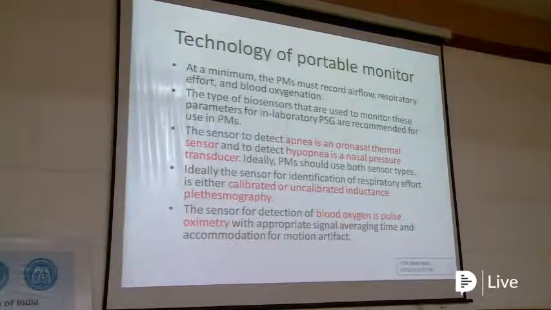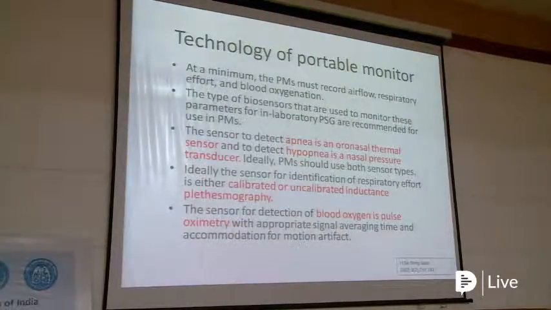The types of biosensors that are used to monitor these parameters for in-lab PSG are recommended to be used in portable monitoring. The sensor to detect apnea is the oronasal thermal sensor, and to detect hypopnea it has to be a nasal pressure transducer, and portable monitoring should use both types of sensor. Ideally, the sensors for identification of respiratory efforts are either calibrated or uncalibrated inductance plethysmography, and the sensor for detection of blood oxygen is pulse oximetry with appropriate signal averaging time and accommodation for motion artifact.